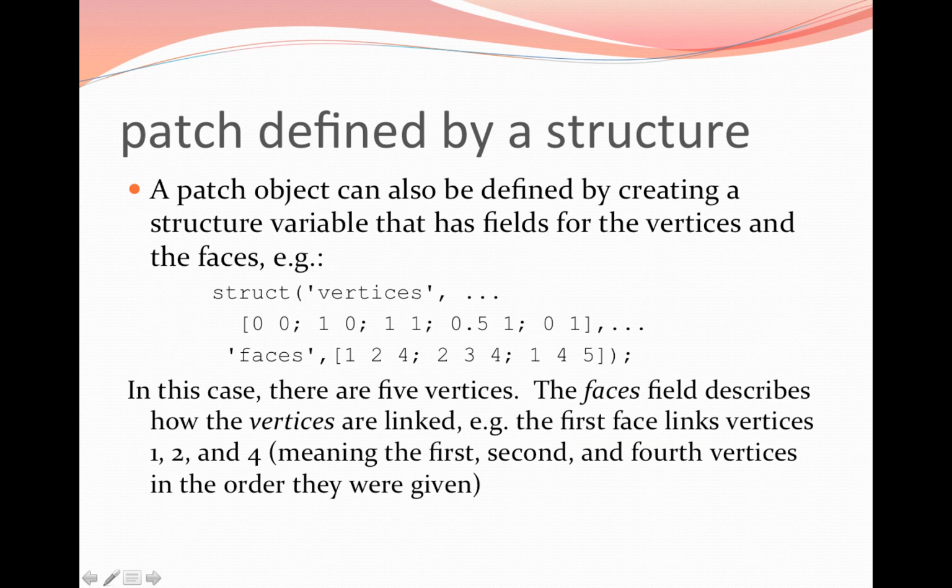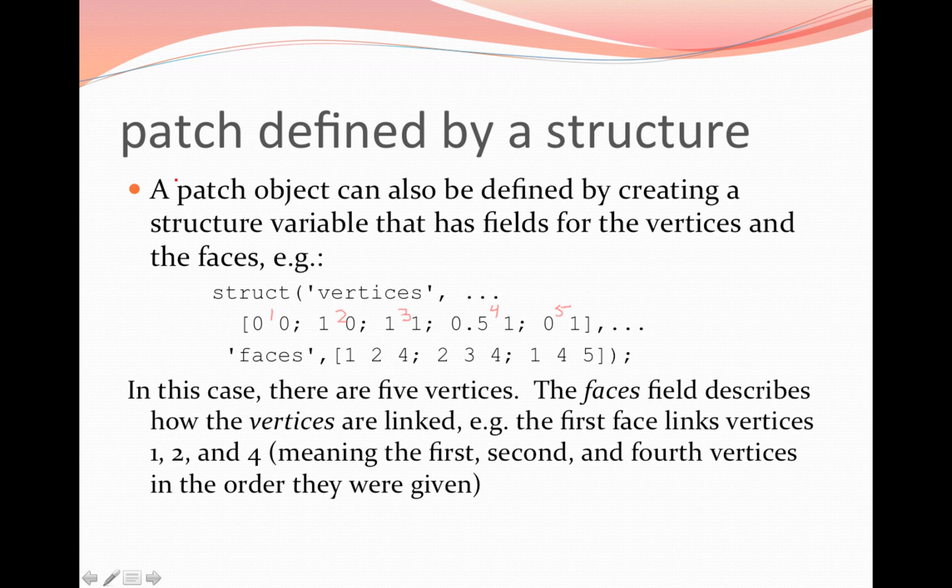A patch object can also be created using a structure variable that has fields for the vertices and for the faces. Here's an example in which there are 5 vertices, 0, 0, so those are the x and the y coordinates, 1, 0, 1, 1, 0.5, 1, and 0, 1. So I have 5 points in this case. And then the faces shows how the actual points are connected together. So in other words, when I do these vertices, this is the first vertex, this is the second, this is the third, this is the fourth. So it doesn't really matter in which order you do them, but they are in an order.